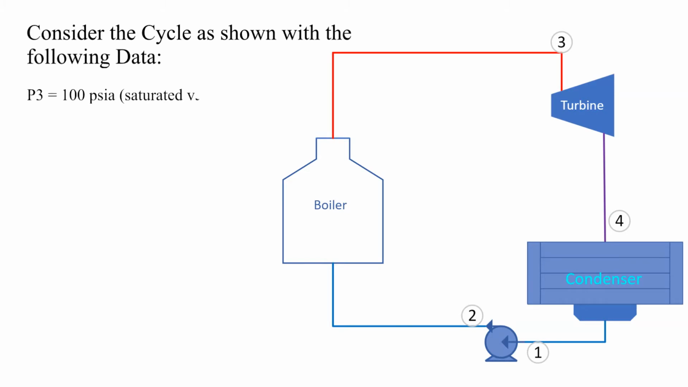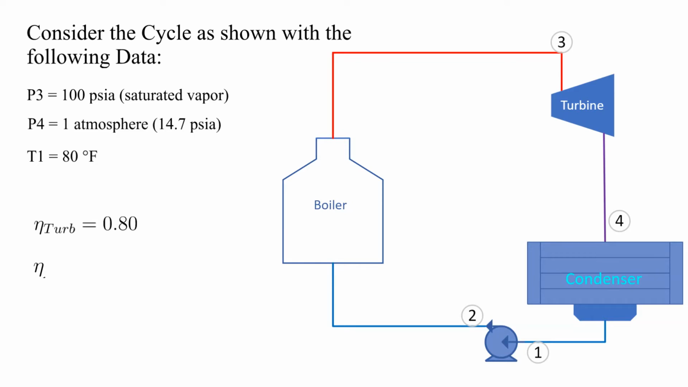The inlet to the turbine is saturated vapor at 100 psi. The condenser is at 1 atmosphere. The water leaving the condenser is subcooled with a temperature of 80 degrees Fahrenheit. Also provided are the efficiencies of the turbine and the pump.